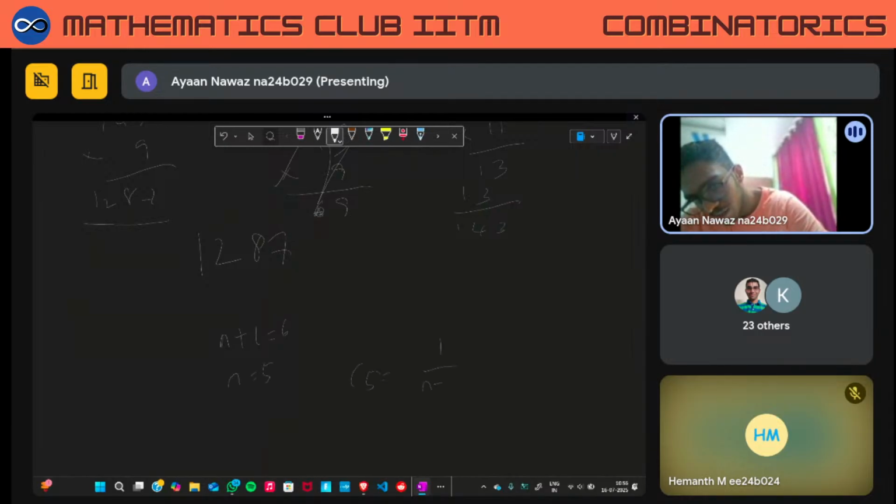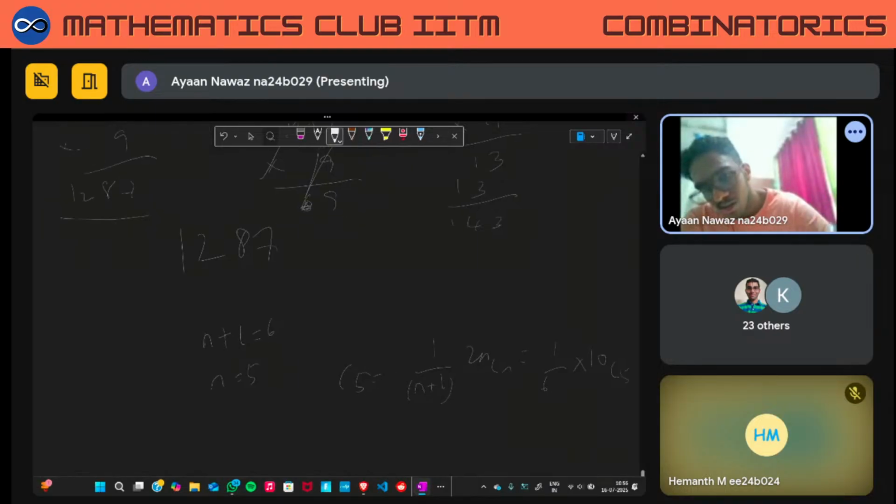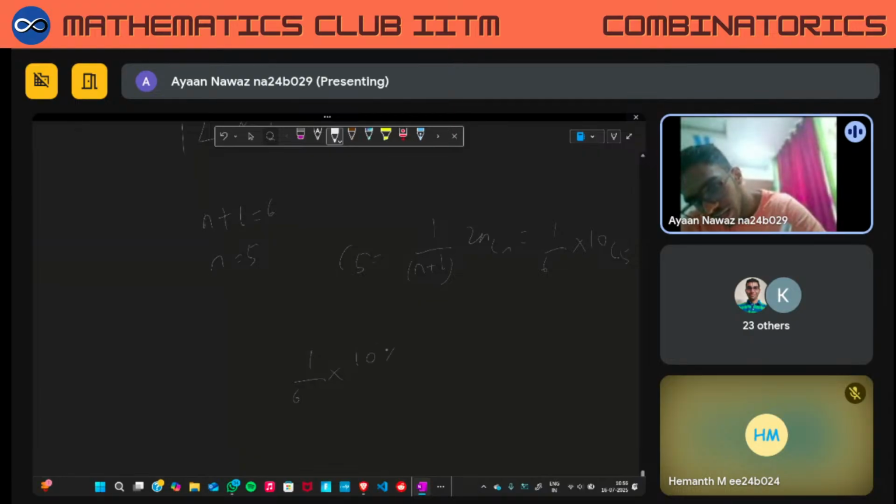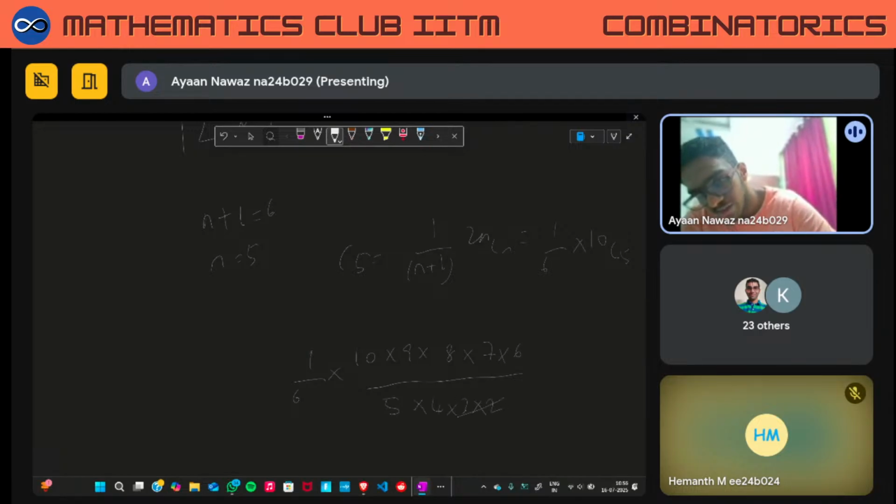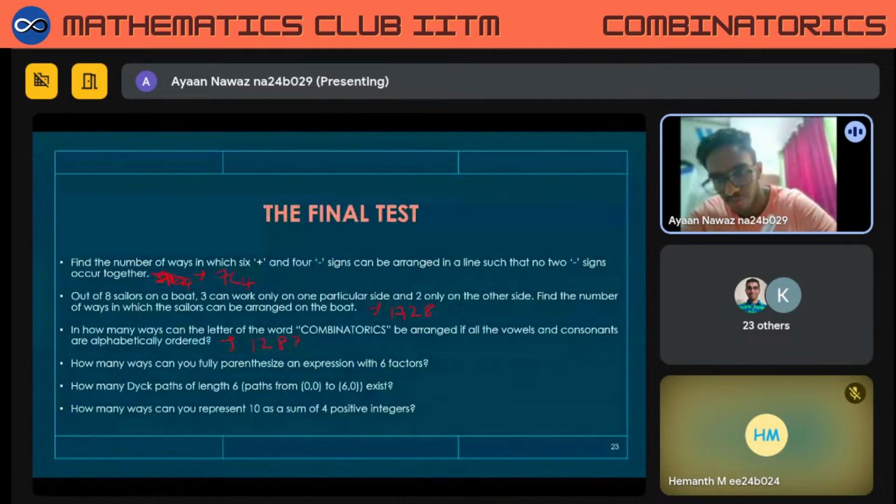Catalan of 5 is 1 by n plus 1 into 2nCn. That is 1 by 6 into 10C5. 1 by 6, 10, 9, 8, 7, 6, 5, 4, 3, 2. 6 and 5, 4, 3 is out. This is twice. Oh, this is 4 times. 80 and 20 is 4 times. 6 and 9, if you divide by 3, you get 2. You get 3 here. You get 2 here. 6 into 7 is 42. Yes. The answer for this is 42.